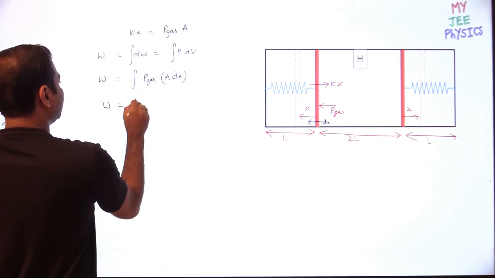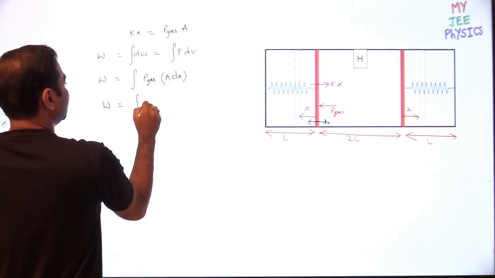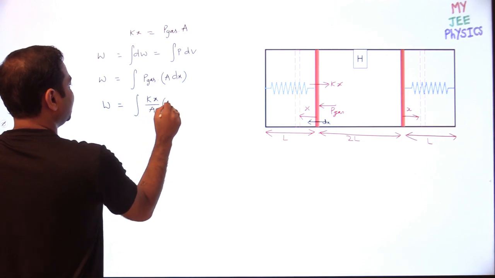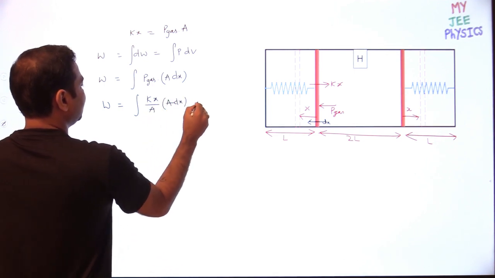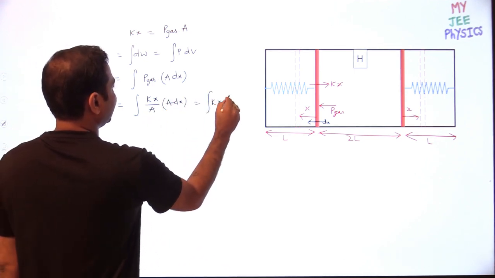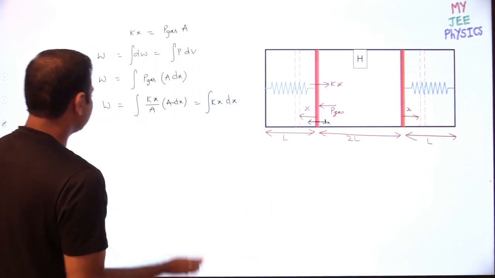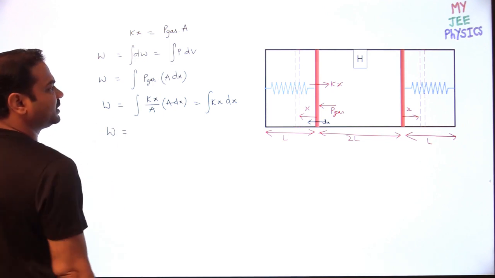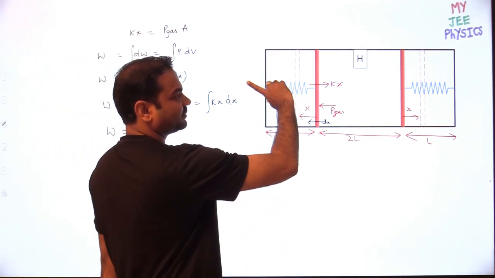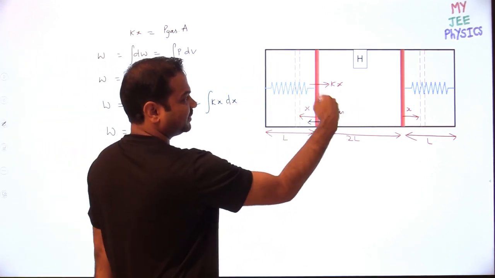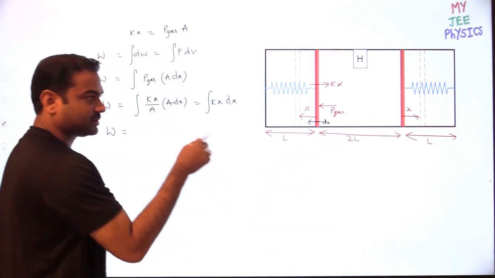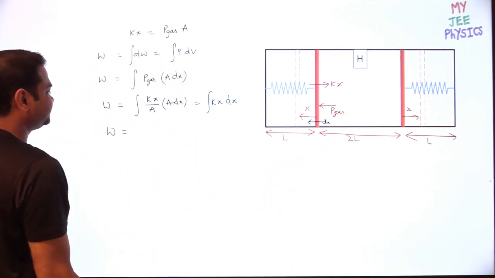So work done is equal to integral, pressure of the gas is equal to how much? Kx by A into A dx. Then ultimately you will get integral Kx dx, which is something like the energy stored in the spring. Okay, let us see. Then work done by the gas, I am calculating only one side. The same thing will be repeated on the other side also. So later we do the 2 times.